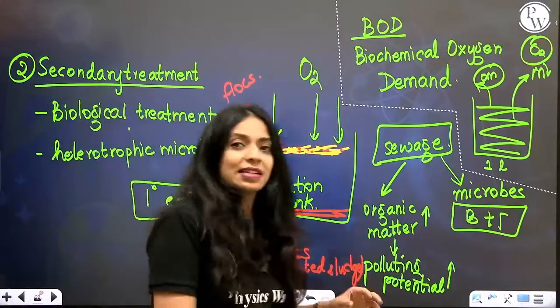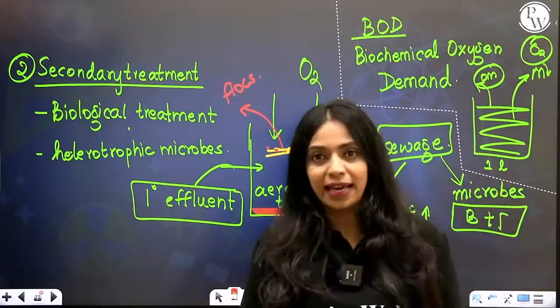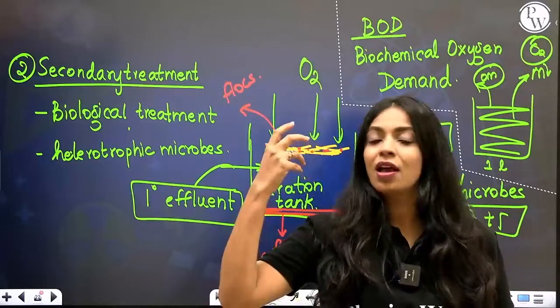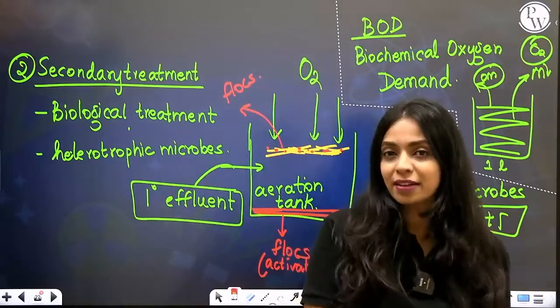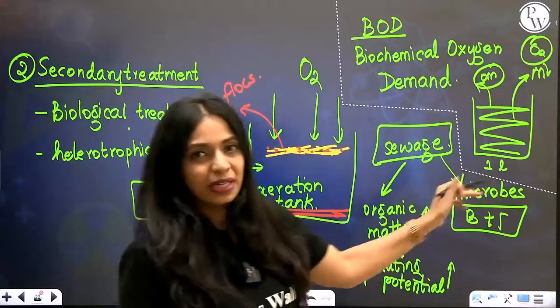Remaining activated sludge is passed on to tanks that are called anaerobic digesters. In these anaerobic digesters, there are certain microbes that will, without making use of oxygen, break it down and produce biogas that can be used as a fuel. Okay, more about it we'll learn going forward.